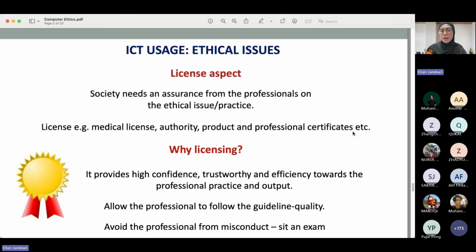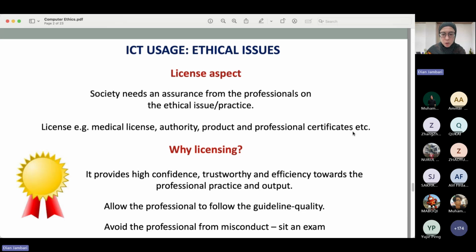Because it gives the assurance that the software is good. It was developed properly. It went through the whole development life cycle properly. It will not cause harm to my computers. It will not cause harm to my life as a user if this software is licensed. So why licensing? It provides high confidence, trustworthiness, and efficiency towards professional practice and output.